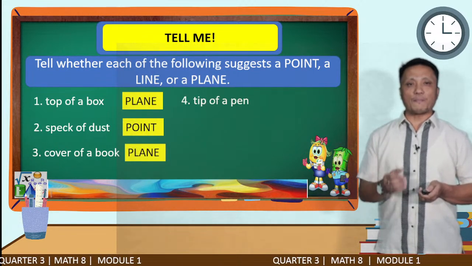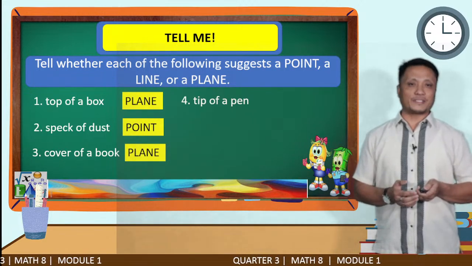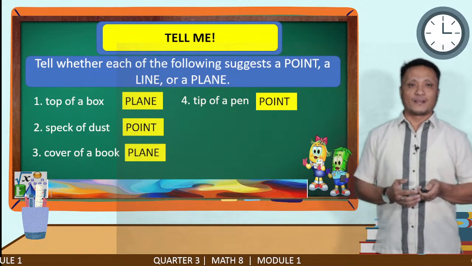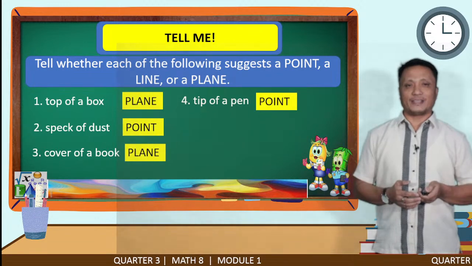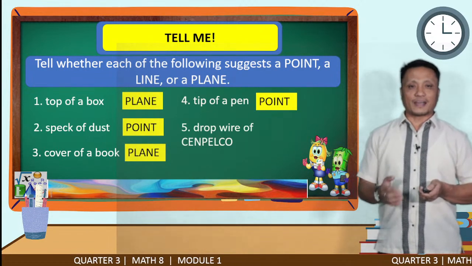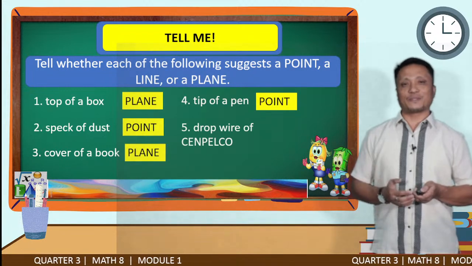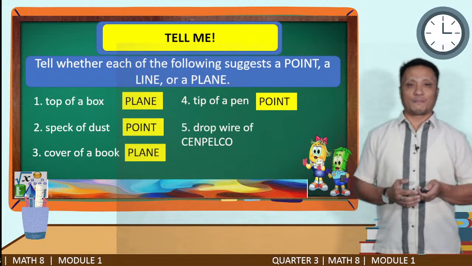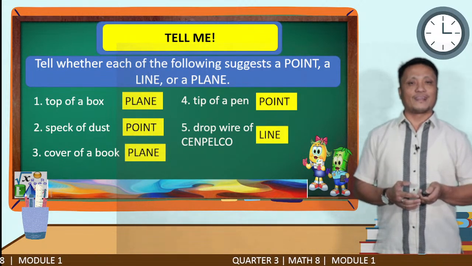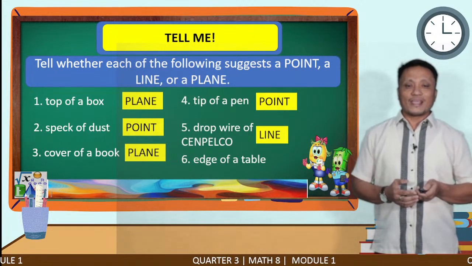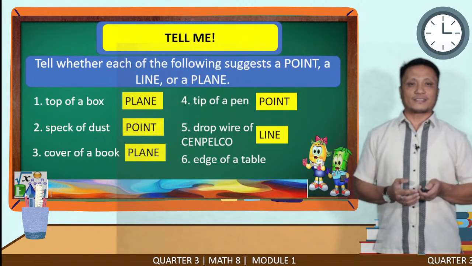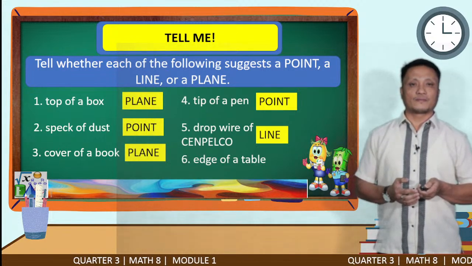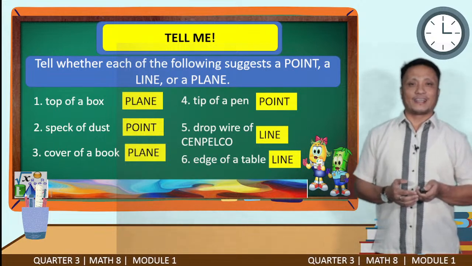Number 4, tip of a pen. What does it represent? I give you time to answer that. Very good, class. It represents a point. Number 5, drop wire of Senpelco. What does it represent? You are free to comment your answers at the chat box below. Drop wire of Senpelco represents a line. Excellent. Number 6, what does the edge of a table represent? I'm waiting for your answers. Very good. It represents a line.